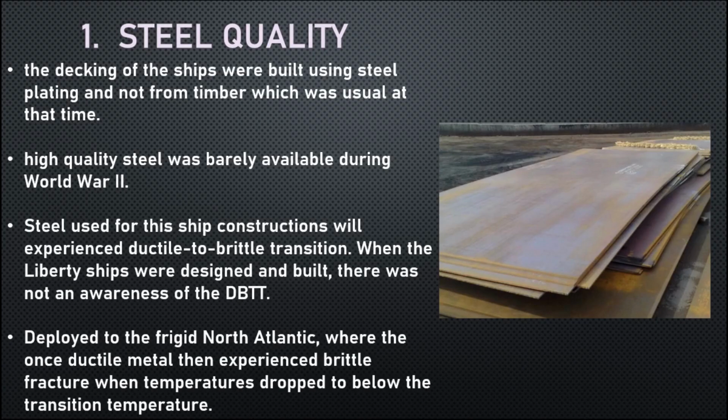Since steel plating for ship construction was a bit new at the time, the supply of high-quality steel was barely available during World War II. The steel used for this construction must be able to undergo ductile to brittle transition. This is because the ships would be deployed to the North Atlantic, which would change the steel from ductile to brittle, thus exposing it to brittle fracture as the temperature dropped below the transition temperature.